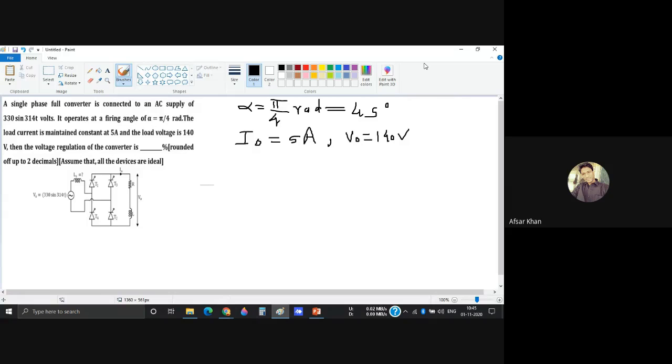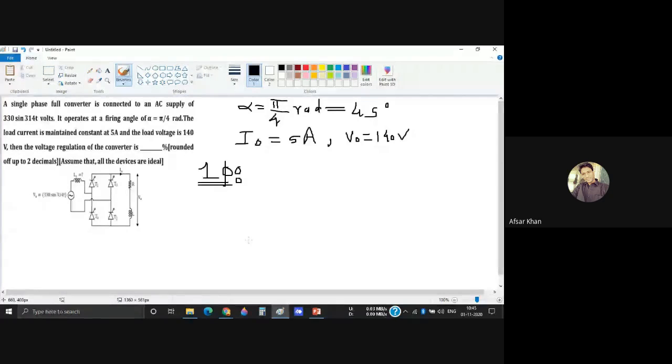Now this is the first focus: is it single phase or three phase, full wave or half wave? You have to see this. It is a single phase rectifier. Students, focus here, this is a very important concept, and you will feel rectifier problems are very easy. Just look at this.